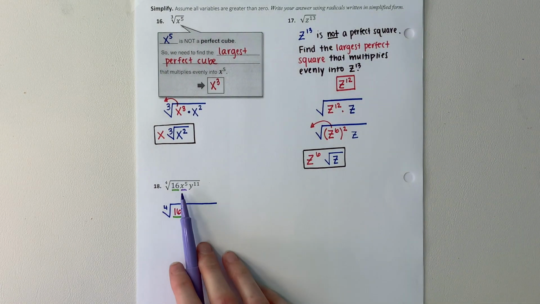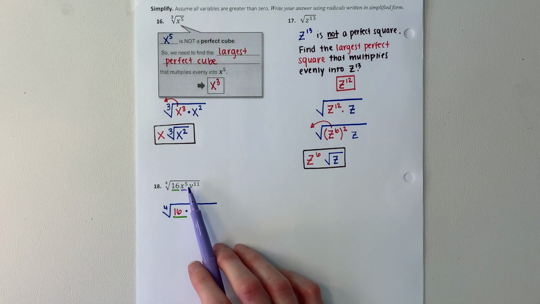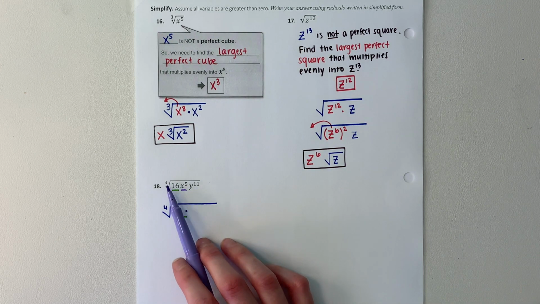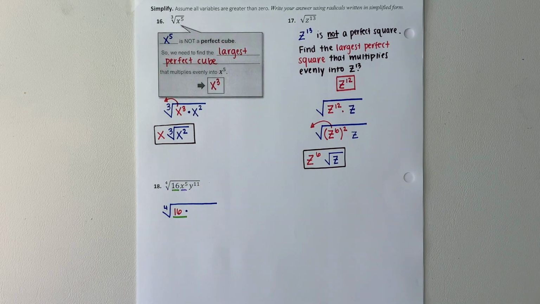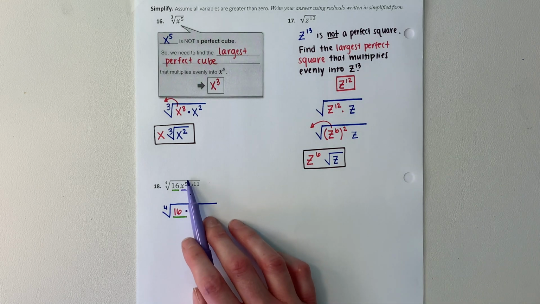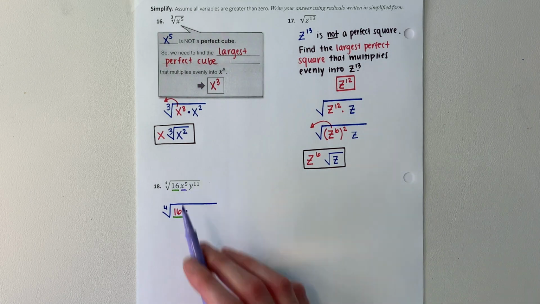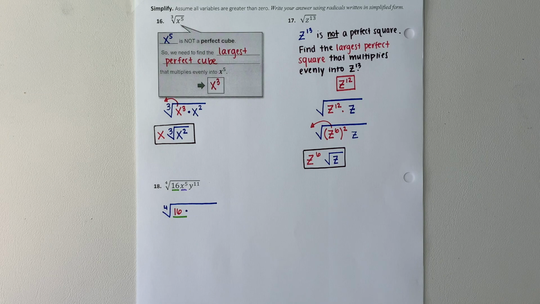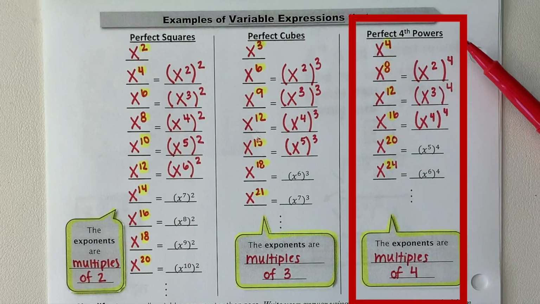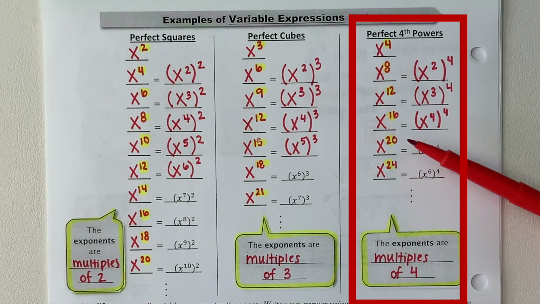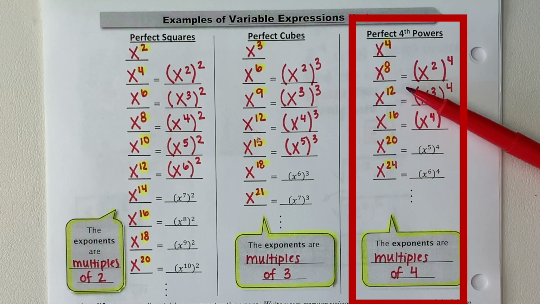Next, I'm going to focus on x to the 5th. Is x to the 5th a perfect fourth? It is not. We know it's not because 5 is not a multiple of 4. So since x to the 5th is not a perfect fourth, we have to find the largest perfect fourth that multiplies evenly into x to the 5th. If we look at our list of perfect fourths, we just need to find the exponent as close to 5 as we can get, but it has to be less than 5.